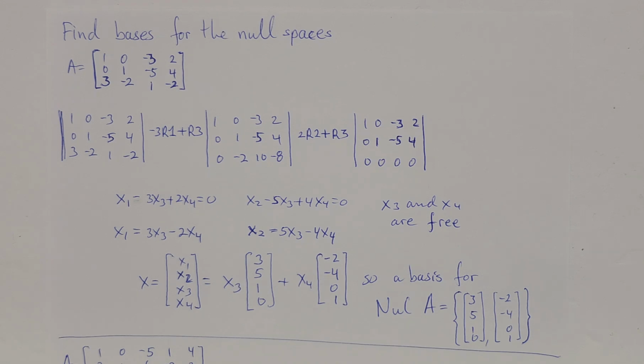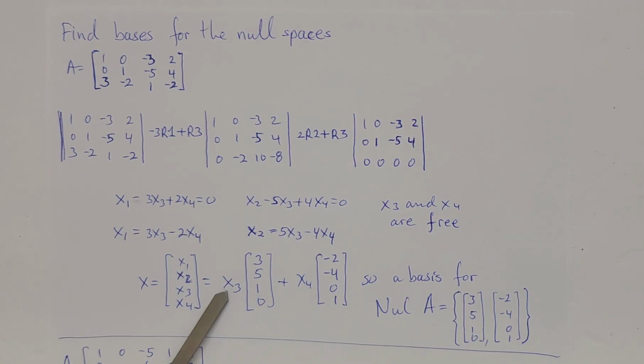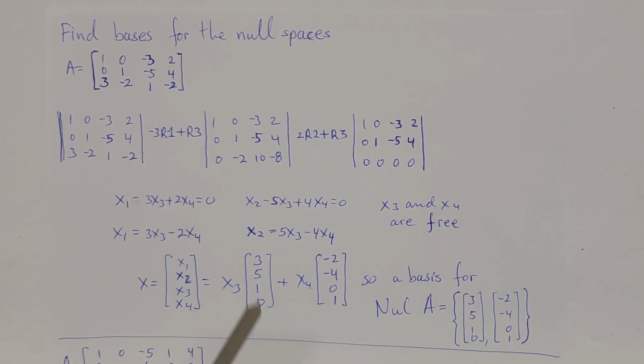So one more time, the first term for x3 is this 3. The second term for x3 is here. The third term for x3 is 1, and the reason is x3 is free. There is no fourth term for x3, so 0.